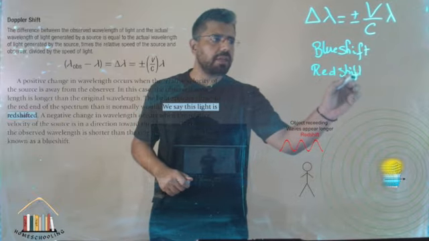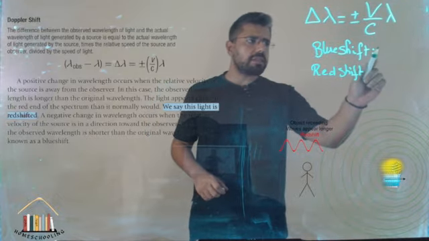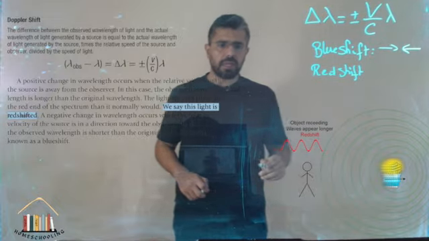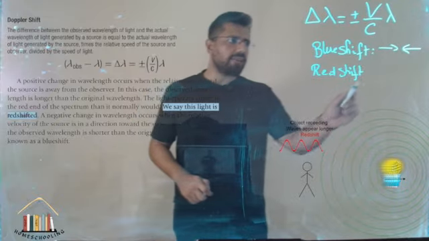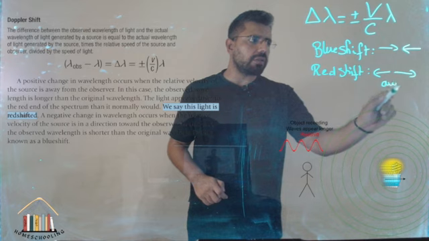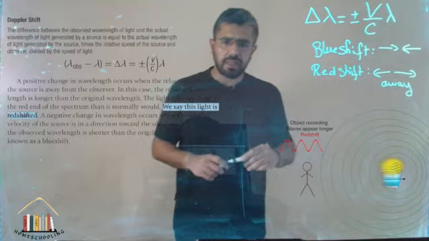Again, I repeat. We have blue shift if they are coming towards each other. We have red shift if they are going away from each other. That's what we mean by blue and red shift.